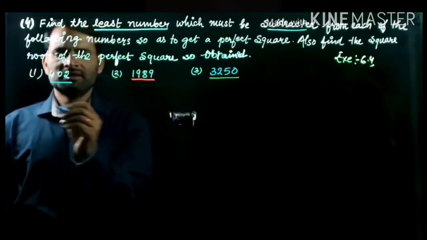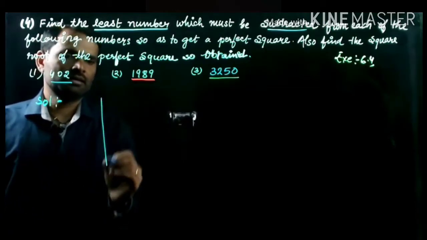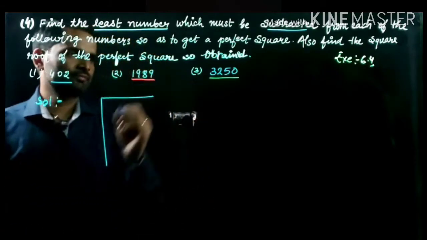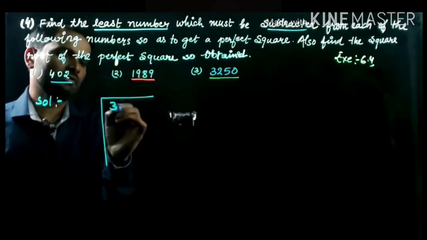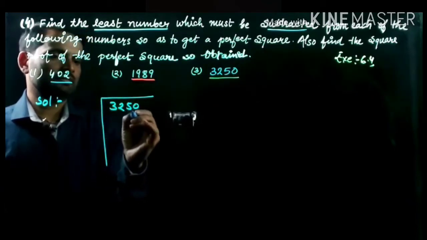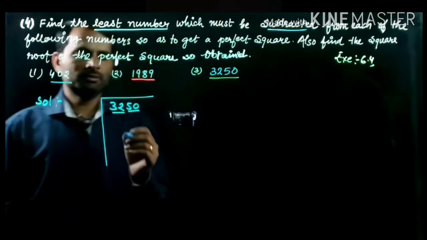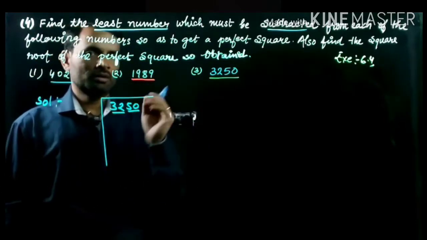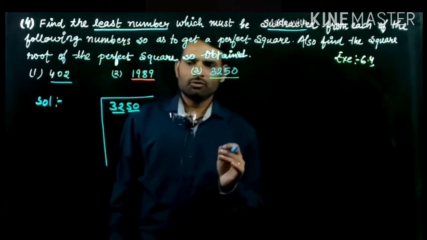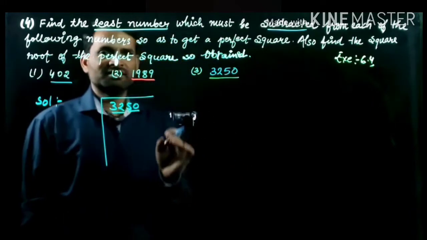Question number 4, the third number, is 3250. We solve it by the same method. First you find the square root of 3250 by the division method. First you make pairs: the first pair is 50 and the second pair is 32. Then 1 squared is 1, 2 squared is 4, 3 squared is 9, 4 squared is 16, 5 squared is 25, and 6 squared is 36.